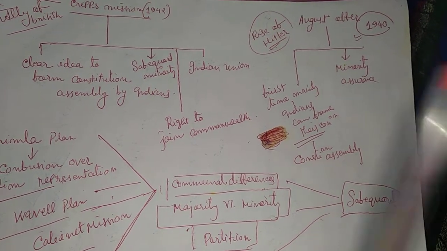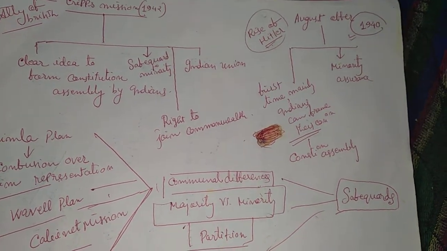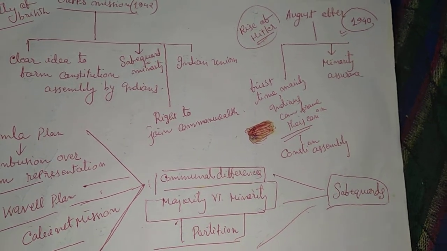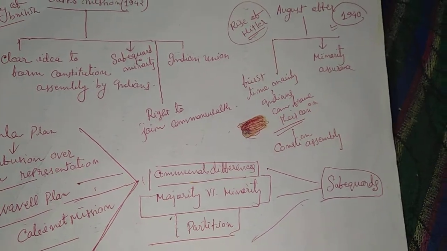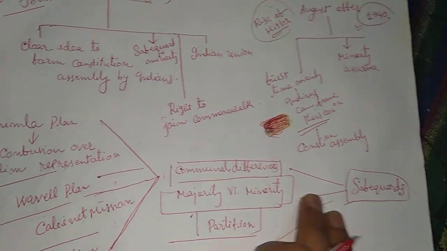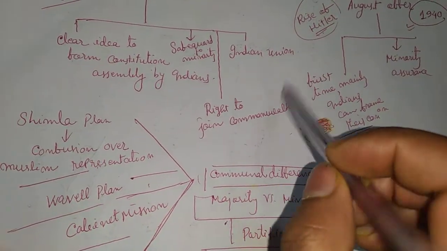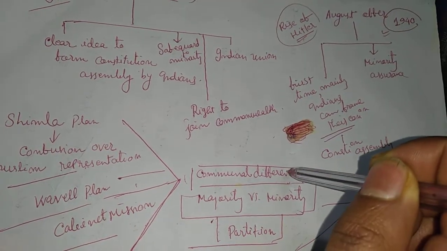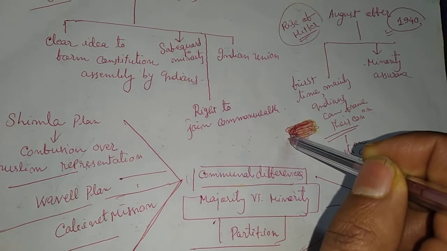Tackling communal violence, tackling a huge grief, a huge sadness that pervaded throughout India caused by the partition. Finally, the Indian Constituent Assembly was formed. Finally, India got her own constitution.